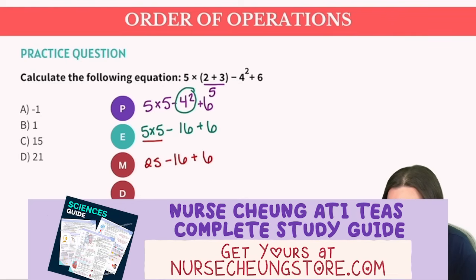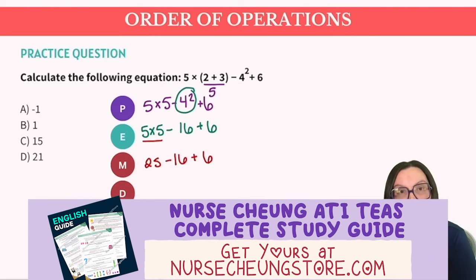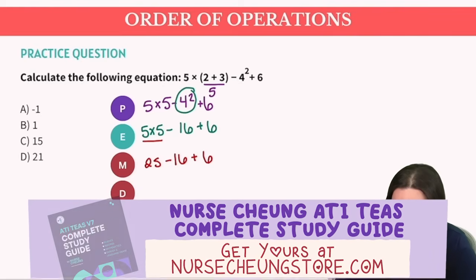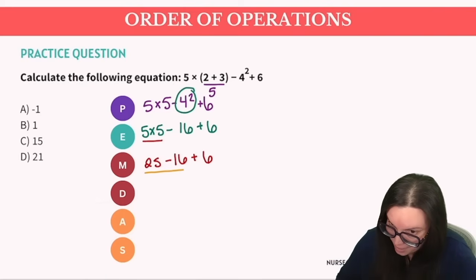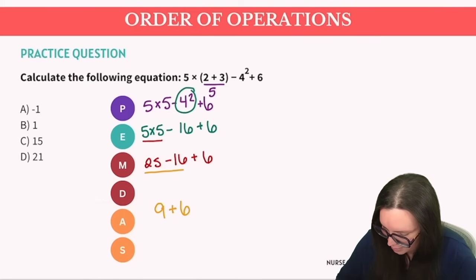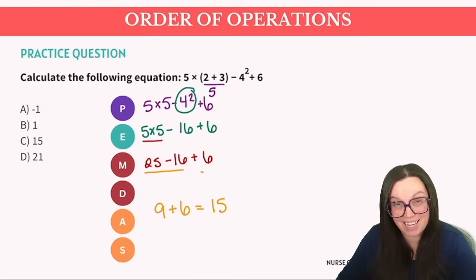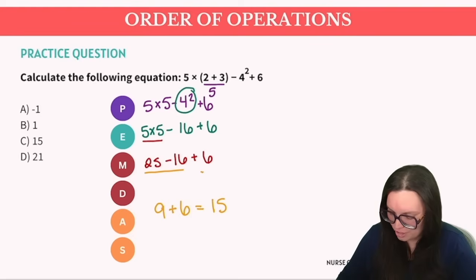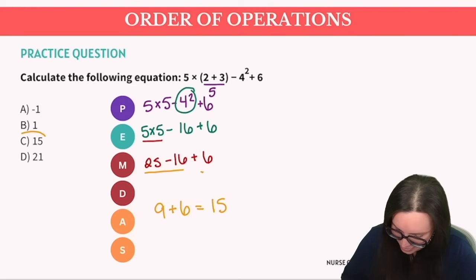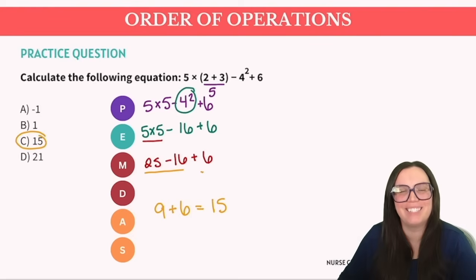And in our last step, we are going to do addition and subtraction, again, moving left to right. So we have 25 minus 16, which is going to give us 9. So we're going to drop down our plus 6 that we have left over. And 9 plus 6 is going to give us 15. So the correct answer for this equation is 15. And yes, there it is. Our correct answer is C.